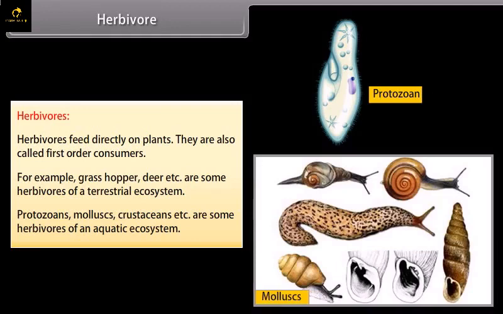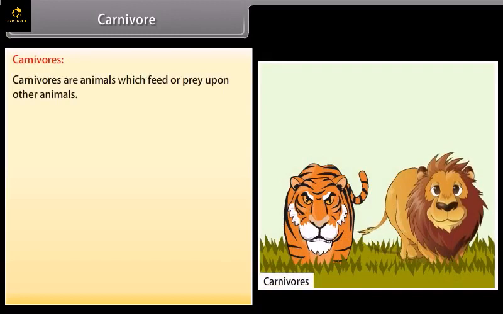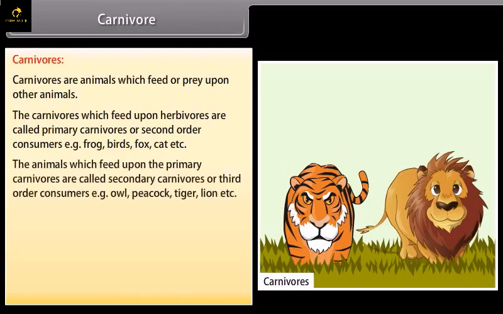Protozoans, mollusks, crustaceans, etc. are some herbivores of an aquatic ecosystem. Carnivore. Carnivores are animals which feed or prey upon other animals. The carnivores which feed upon herbivores are called primary carnivores or second-order consumers. For example, frog, birds, fox, cat, etc.